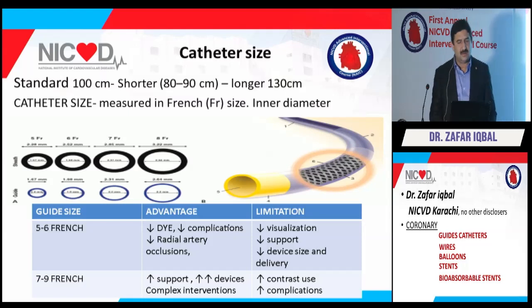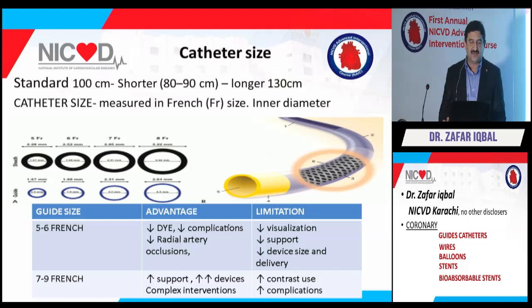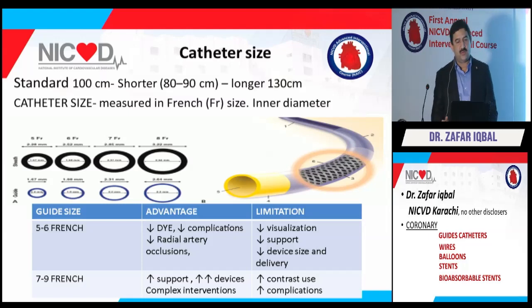For the size of the catheter, there are three types of numbers which we use. One is the length. The standard length is 100 centimeter, or we also have shorter catheters like 80 to 90 centimeter, but that can also be formed if needed and not available in the cath lab. The longer ones, 130 centimeter, are available and used in special circumstances in special patients.